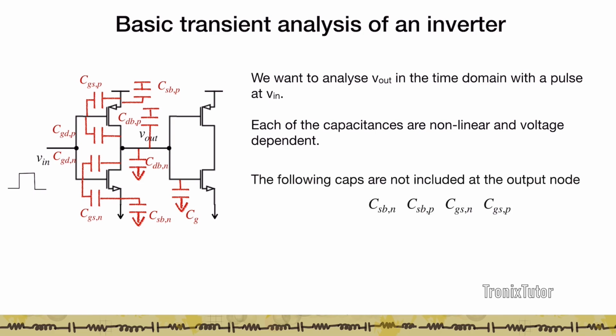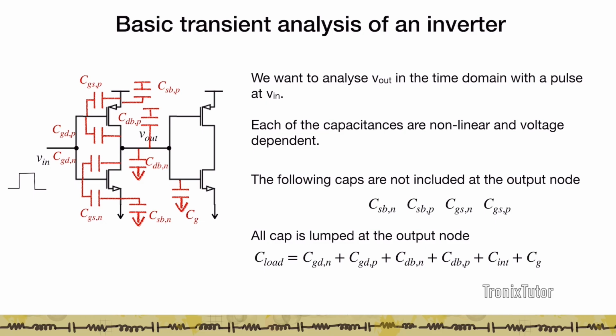Now if you look at these capacitors, let me draw your attention to the capacitor CSBP, that is the source capacitance at the PMOS, that is connected to supply. This capacitor essentially has no voltage change across it. Similarly, the source capacitor on the NMOS does not have any change on it. And so those capacitances are excluded from the load capacitance. So what we see is that the rest of the capacitors essentially are lumped to the output node.